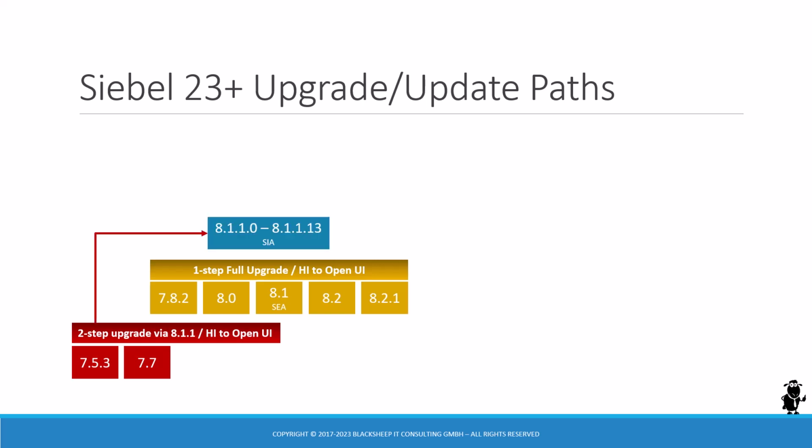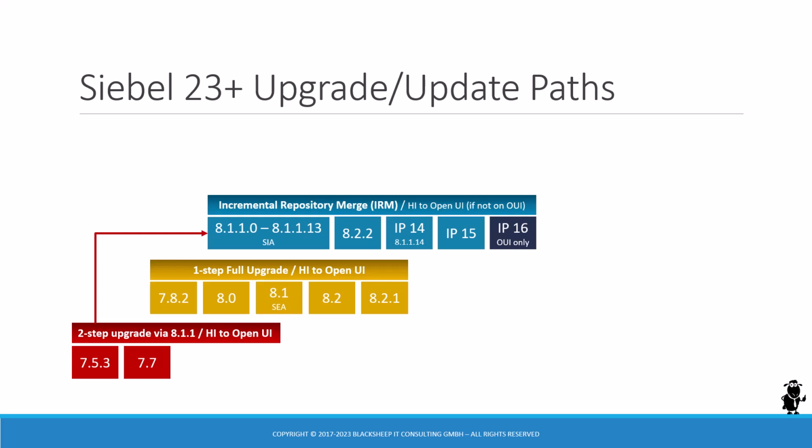The two-step upgrade takes you to 8.1.1, and if you have that, or any other version up to IP16, you're in for what's known as an incremental repository merge, or IRM.